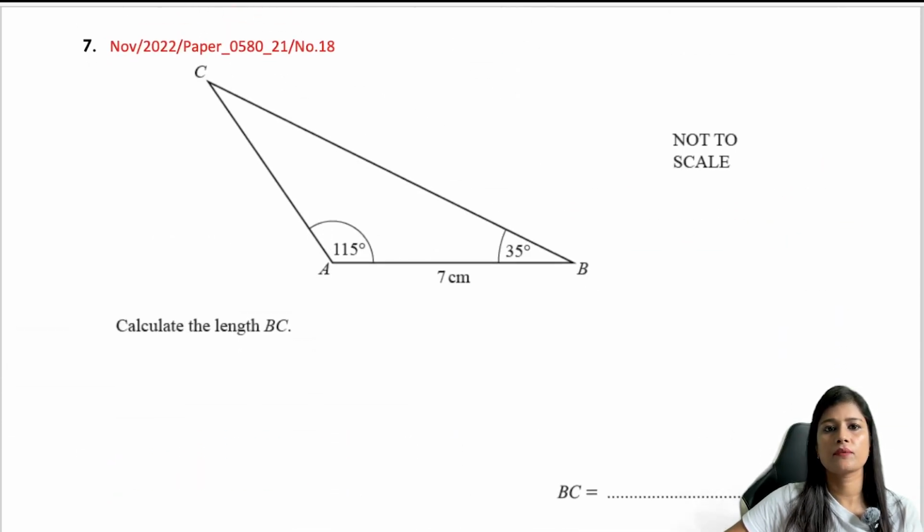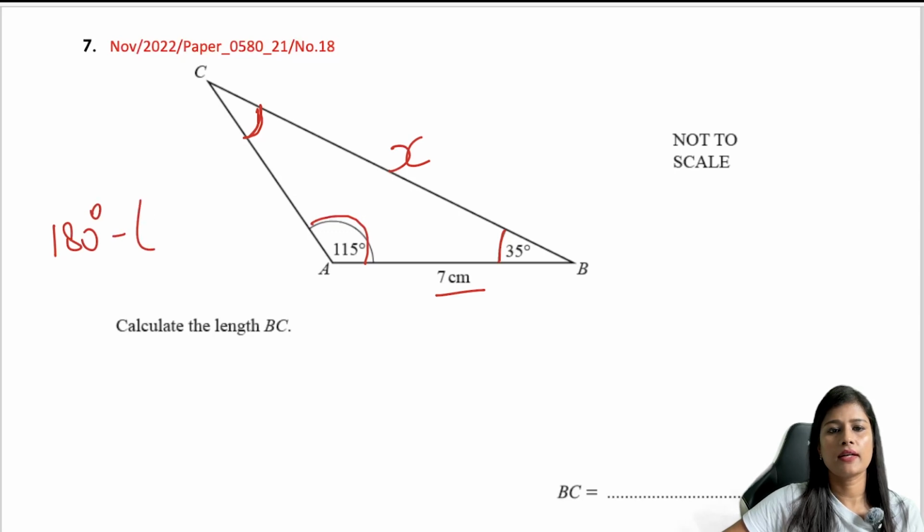Next question is: calculate the length BC. Calculate this length BC, and I denote it by x. So I have two angles and one side, and I need to find this other side. For sides and angles I can use the sine rule, but I don't know this angle first. So this angle will be 180 degrees minus 115 plus 35, so 180 degrees minus 150 degrees. So this angle will be 30 degrees.